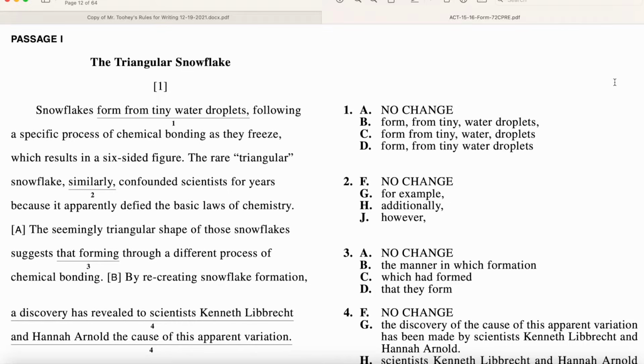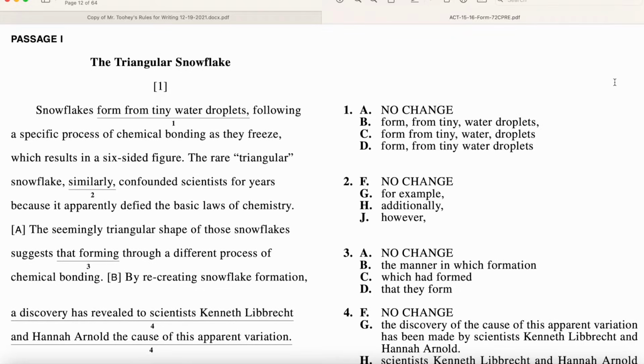The rare triangular snowflake similarly confounded scientists for years because it apparently defied the basic laws of chemistry. Okay. Now, I want to stop and recognize what the rule we're being tested on here is. Look at the answer choices. We've got 4 different words: similarly, for example, additionally, however. This is that transition word rule.